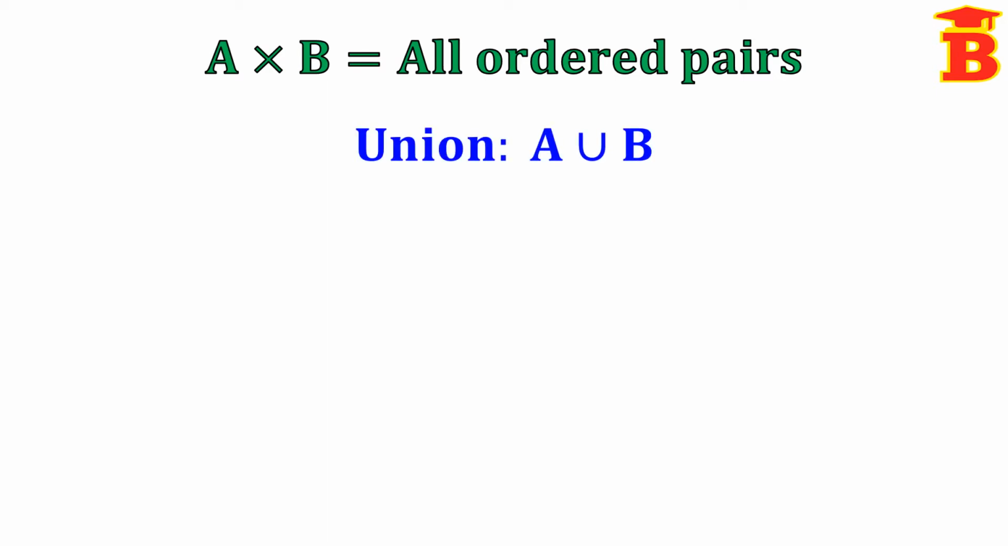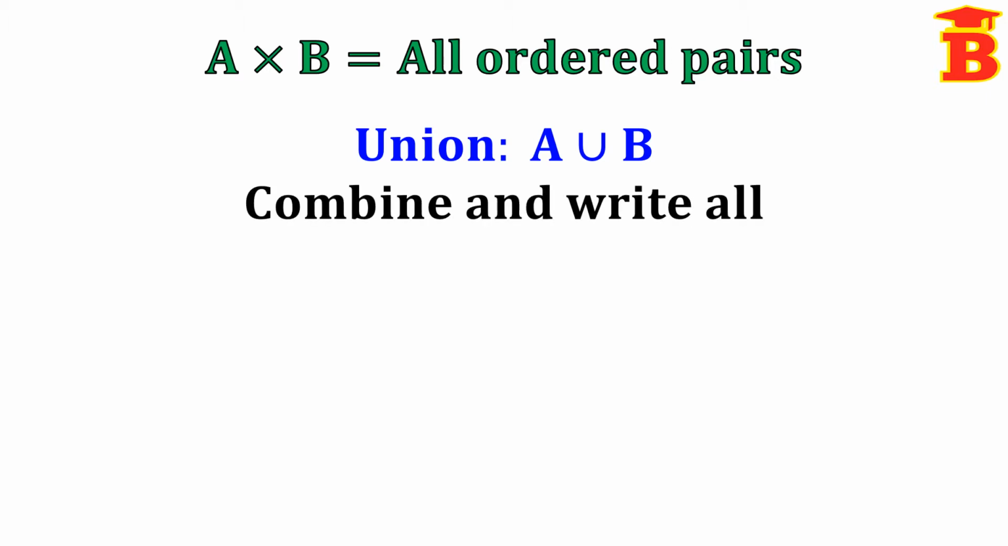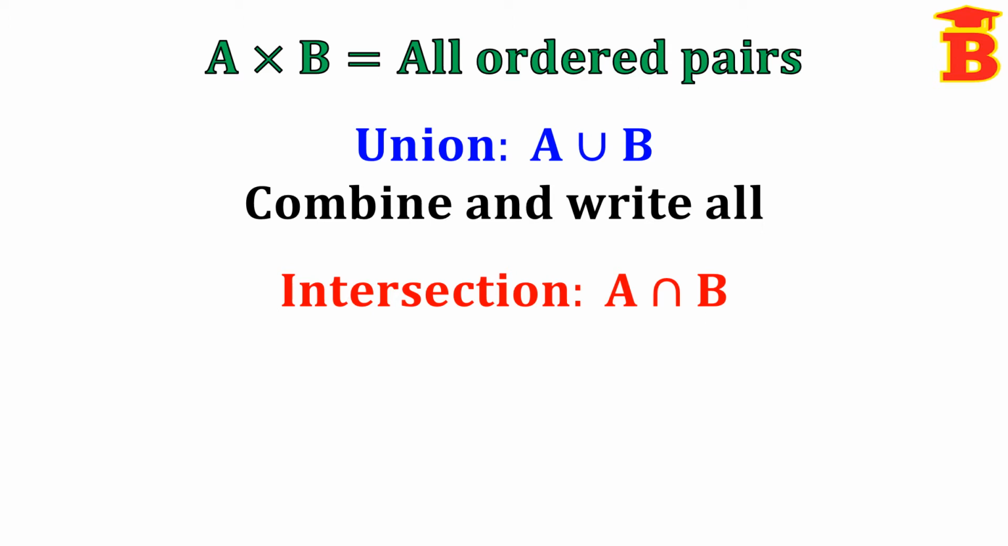And we know that the union is denoted as A union B. We have to combine and write all the elements in A and B. And we know that the intersection is denoted as A intersection B. We have to write the common elements only.